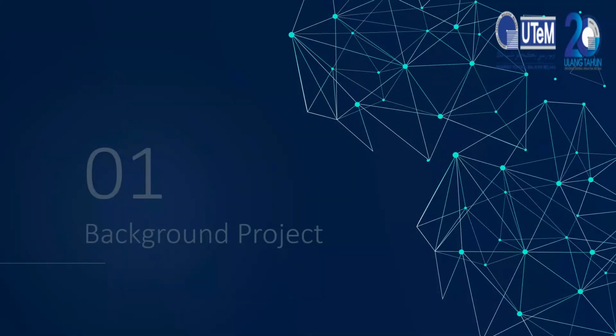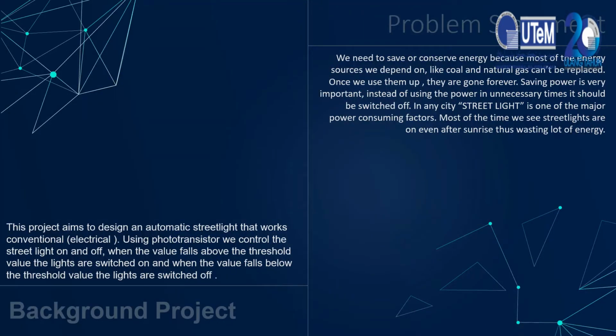So I will be explaining about our background project. The problem that we face is there is too much electricity consumption on street lighting. So we need to save and conserve energy, because most of the energy sources we depend on, like coal and natural gas, are gone and can't be replaced.